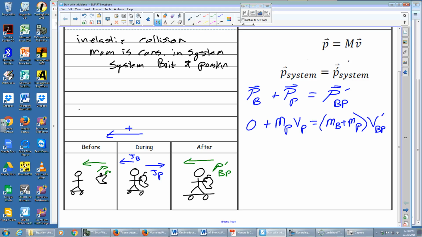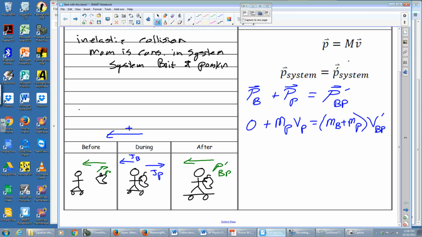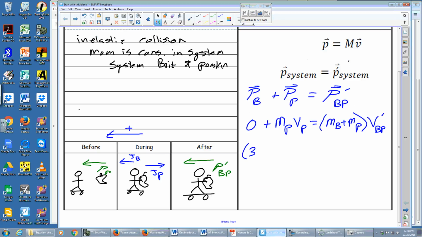And now it's just a matter of plugging in the values that they gave me and calculating the value that they wanted. So they told me that Brittany and the skateboard is 53 kilograms, the pumpkin's 3.7, and they roll backwards with a speed of 2.6, and they want to know the original speed of the pumpkin. So I'm putting in the inertia of the pumpkin, 3.7 kilograms, and the velocity of the pumpkin, which is what I don't know.